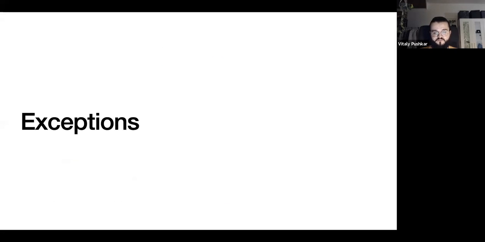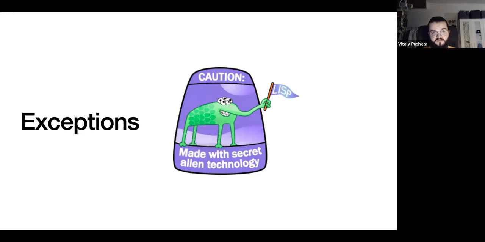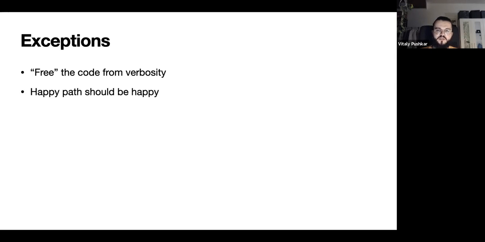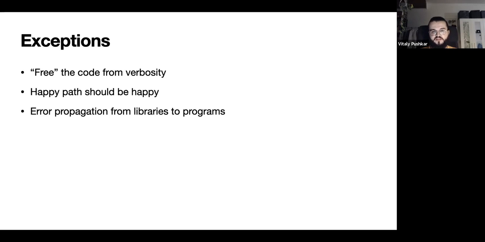Then we have exceptions. Exceptions were introduced in the early versions of Lisp with the intention of fixing many of the problems with error values. The idea of exceptions is to free the code from the explicit error handling, make it more readable for the happy path. Another intended benefit was to allow better integration between libraries and applications by letting errors propagate from the library to the application all the way up.